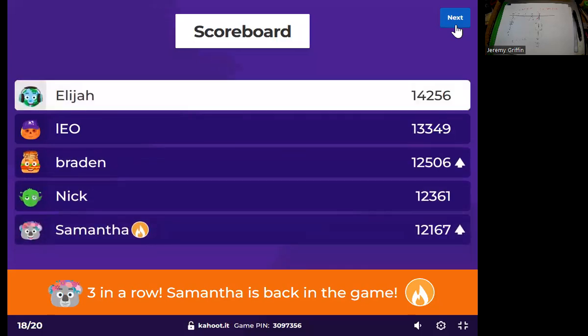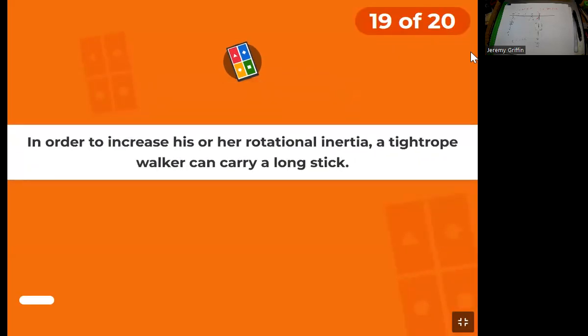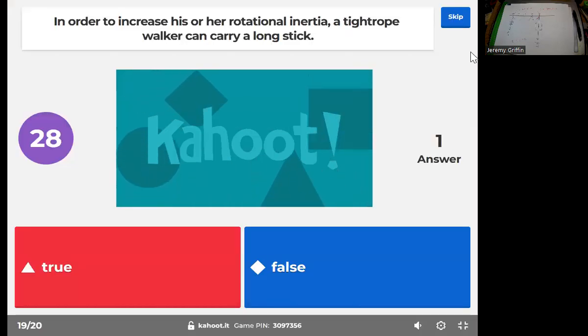Elijah keeping the top spot. Got IEO, Brady, and Nick. Ooh, Samantha on fire. Top 5. In order to increase his or her rotational inertia, a tightrope walker can carry a long stick.